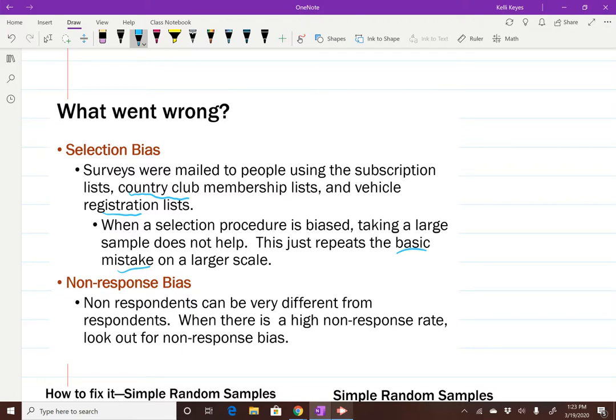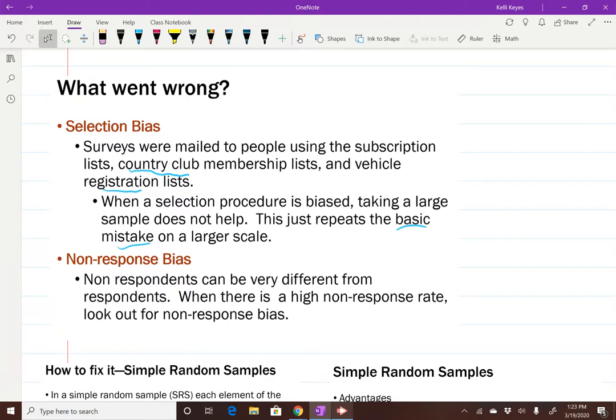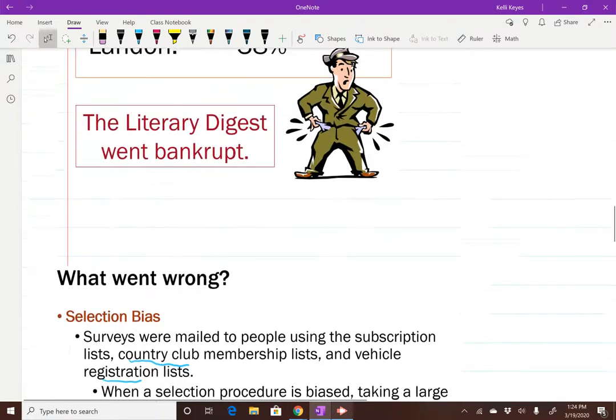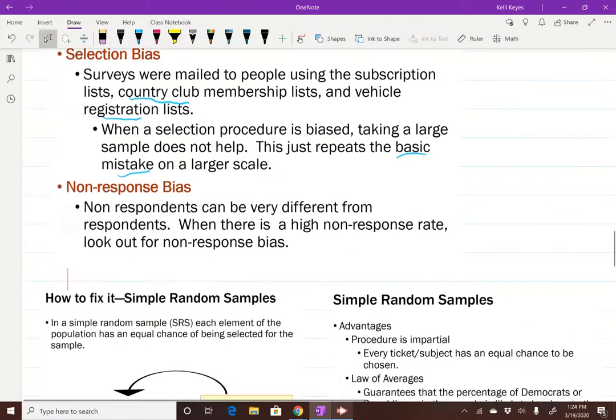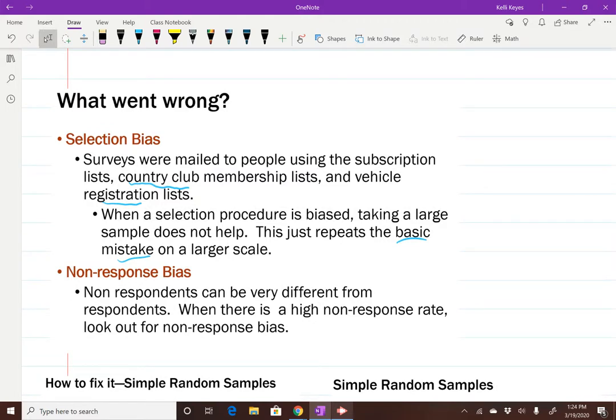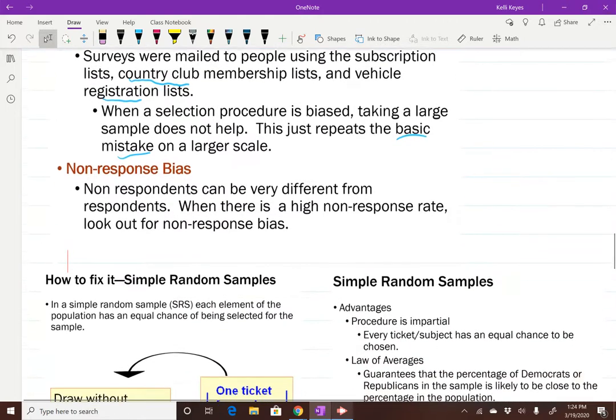And then, like we mentioned, there were so many that did not respond. So that is referred to as non-response bias. If you send out surveys or ask a question and you don't get a response back. Because those that did not respond were probably those that voted for Roosevelt, right? So that is what went wrong in 1936.